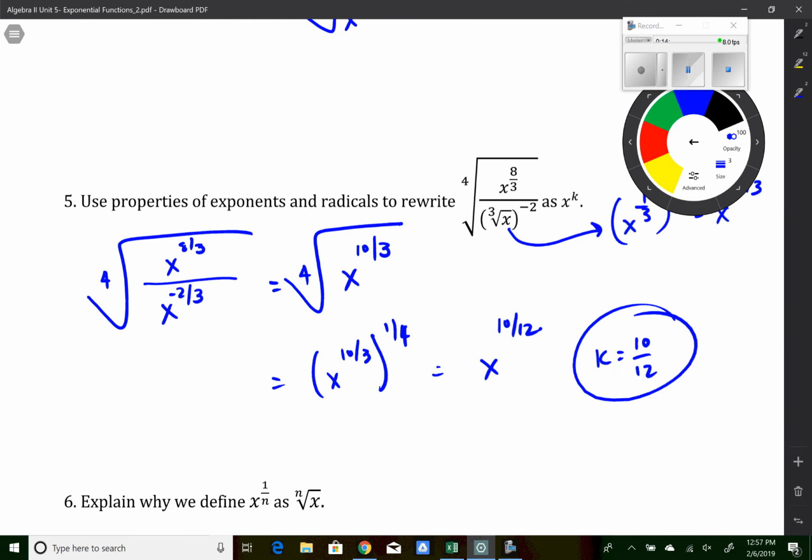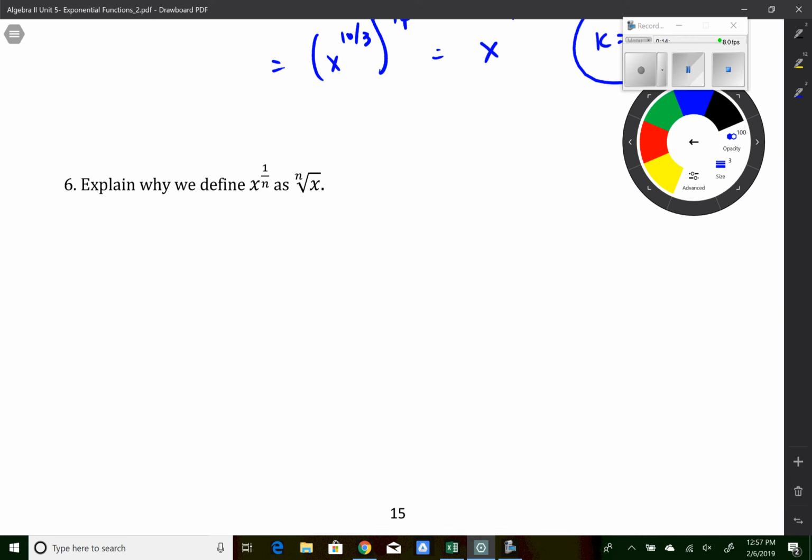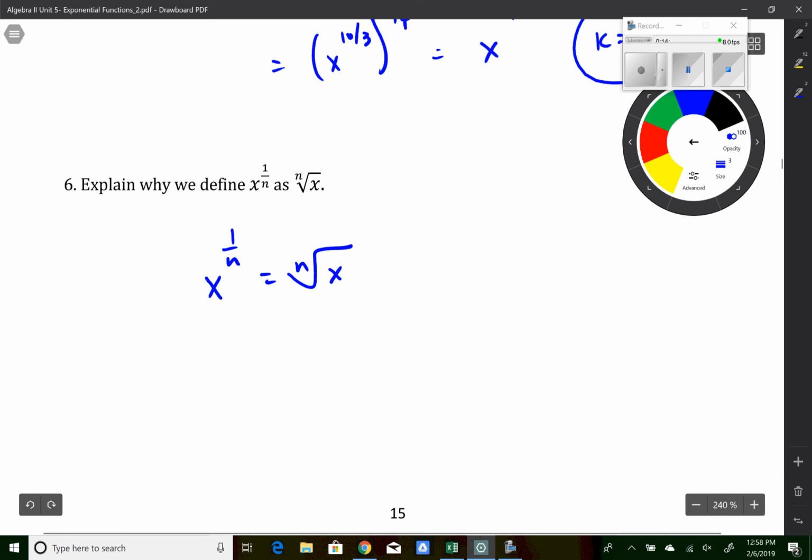Number 6 says to explain why we call x to the 1 over n the nth root of x, right? So when we're talking about roots, as we know, exponents are repeated multiplication. So if we're repeating multiplication, the denominator of the fractional exponent is the number of times that we can do our root. So for example, we can define these two things as congruent by saying x to the 1 over n is equal to the nth root of x. I want to prove that they're the same thing, without using the property.